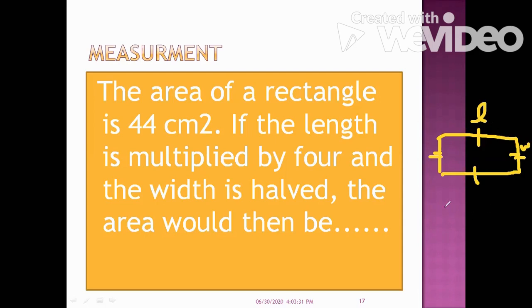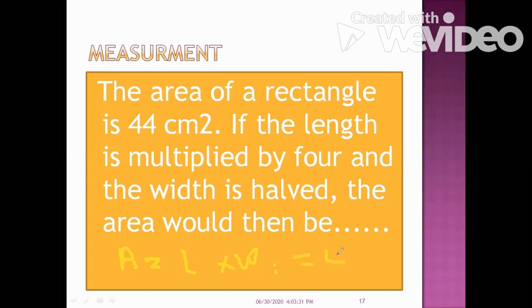So what they're saying is the area is equal to 44 centimeters square. Let me write again. Area of a rectangle is length multiplied by width. So in this question, they're saying that the area is equal to 44. So L times W is equal to 44. Now they said that if the length is multiplied by 2, what are we going to get? 2L. And the width is a half. What will happen? So what we do, multiply these two numbers here. 2 times a half is 1. L times W is LW.